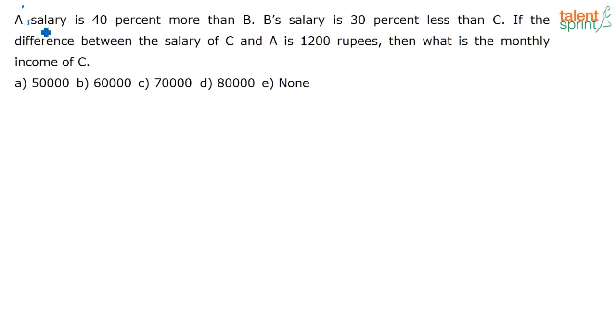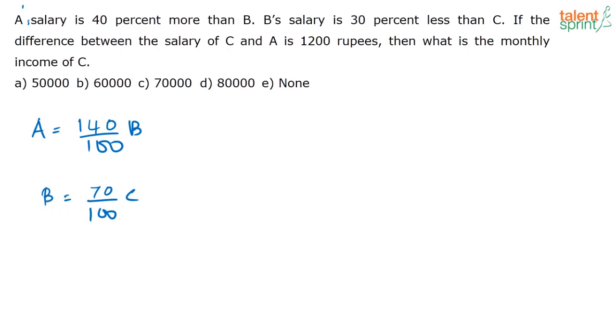So let's solve this question. See, what is given? A's salary is 40% more than B. So let me assume that B's salary is B itself. So what is A's salary going to be? It is going to be 140 by 100 of B, correct? Or 1.4 of B. Now, B's salary is 30% less than C, which means B's salary is only 70% of C's salary, correct? So this information is there.